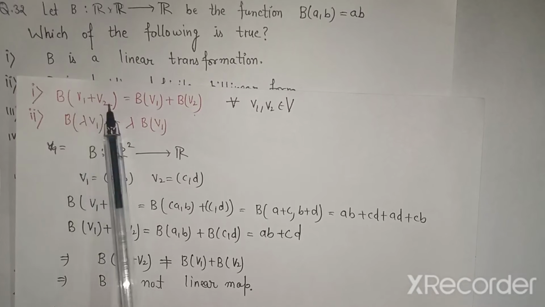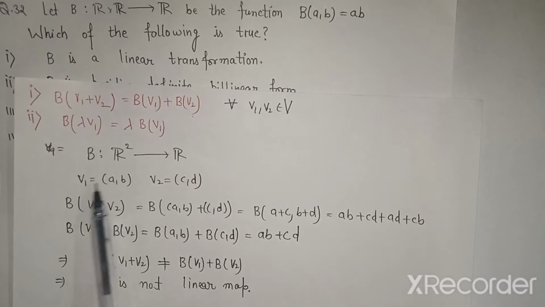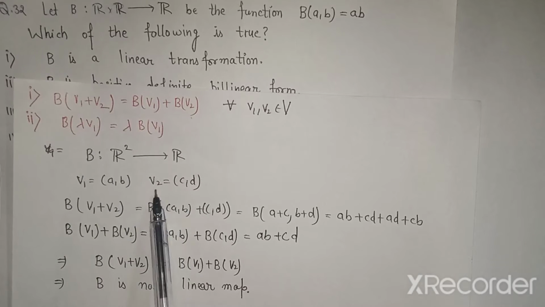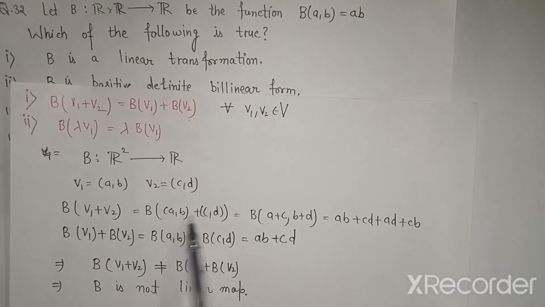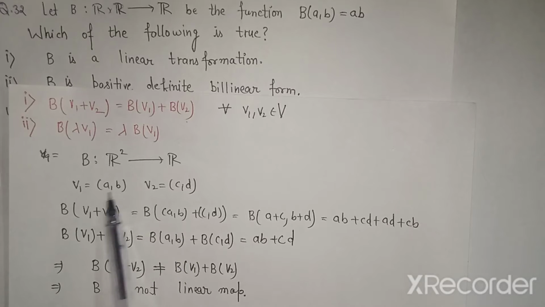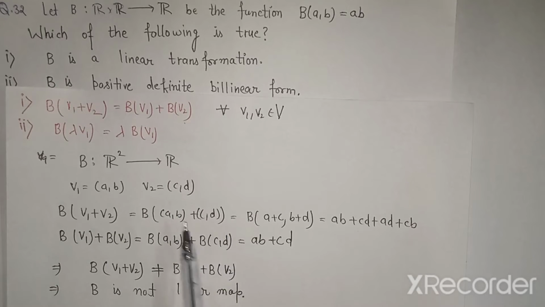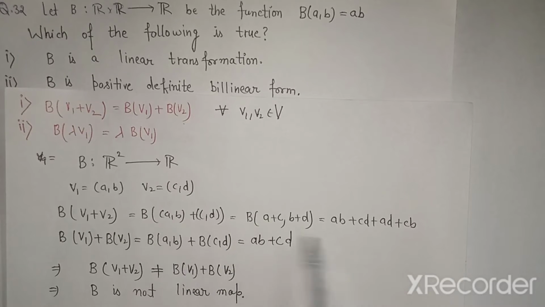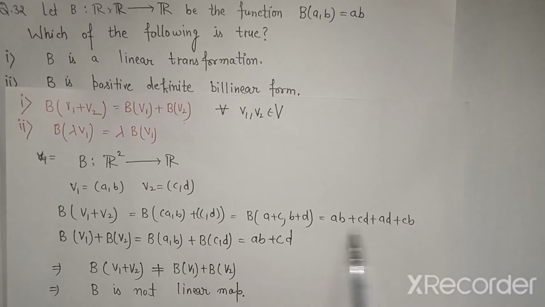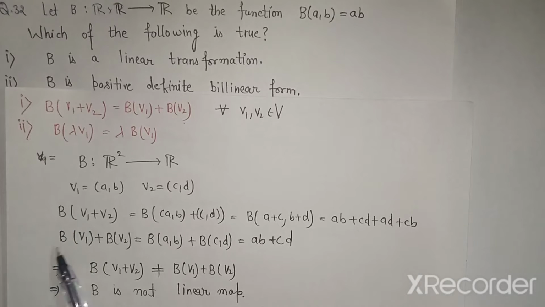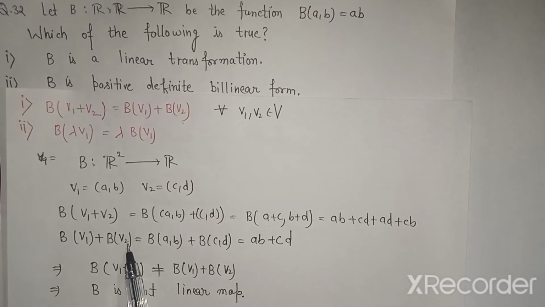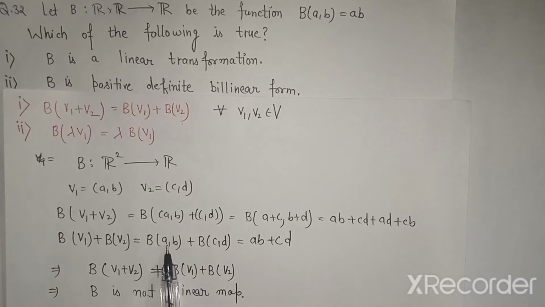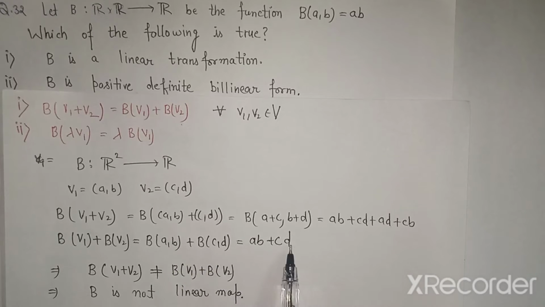So we take V1 and V2 from R square, so V1 can be expressed as this ordered pair, and V2 is also from this. So B applied on V1 plus V2 is equal to this. Here I put the values of V1 and V2. After simplifying, we get B of V1 plus V2 is equal to this. When we separately calculate B of V1 plus B of V2, it becomes this, and B of (a, b) is their product ab, and B of (c, d) is cd.